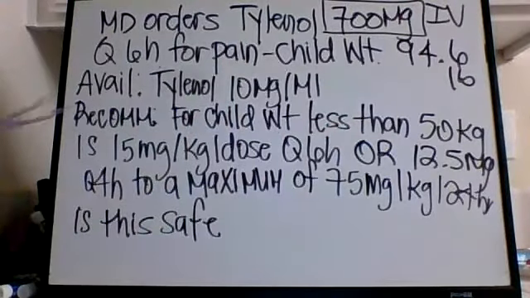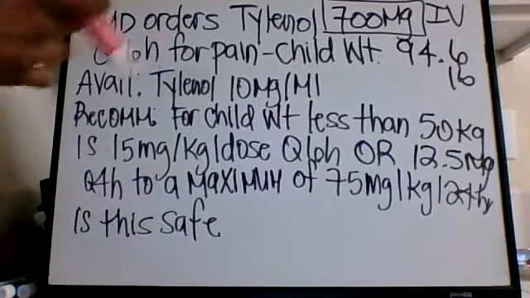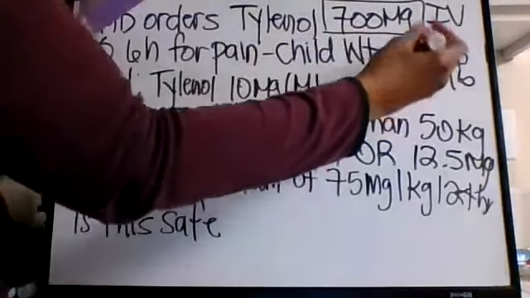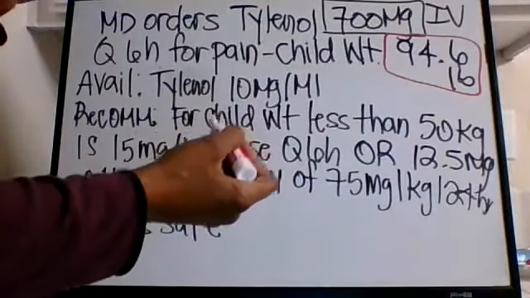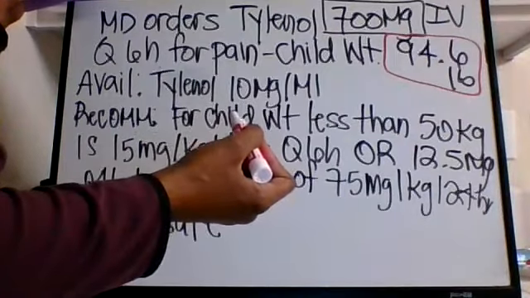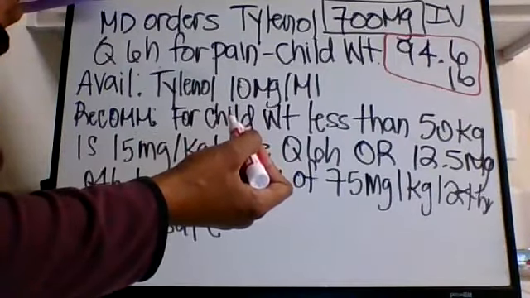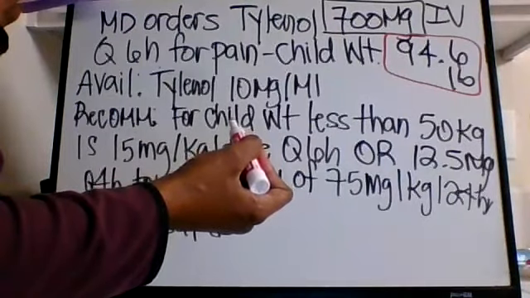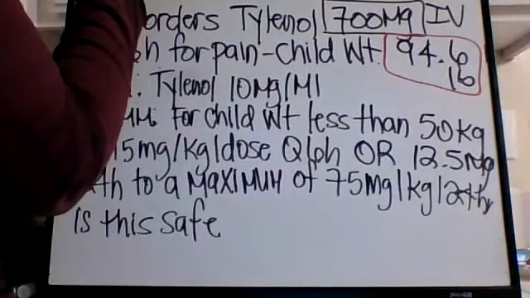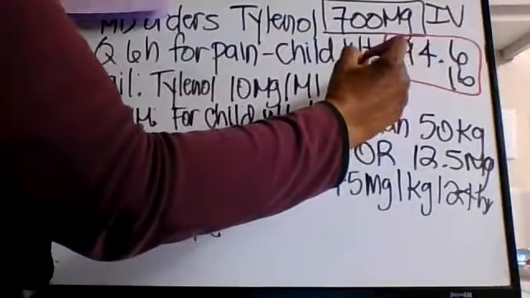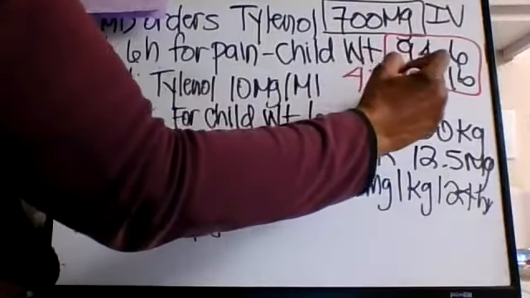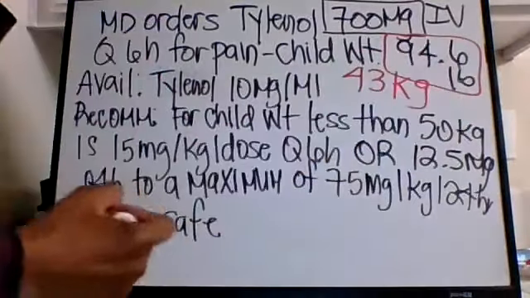Okay. I'm going to use a different color pen to fix this. All right. So step one is to convert the child's weight to kilograms. So 94.6 pounds divided by 2.2. Oh, I'm sorry. I'm looking at the wrong problem. What's the child's weight? Oh, okay. So 94.6 divided by 2.2, the child's weight in kilograms is 43 kilograms. Okay. So that's step one.